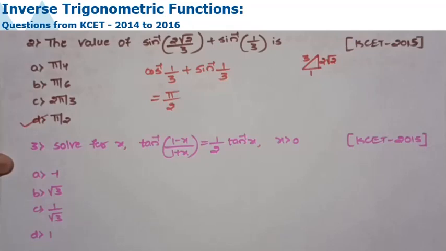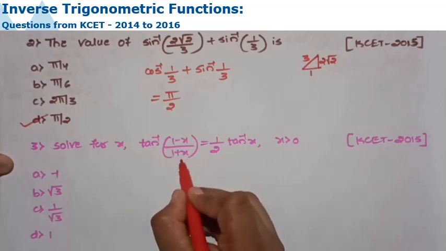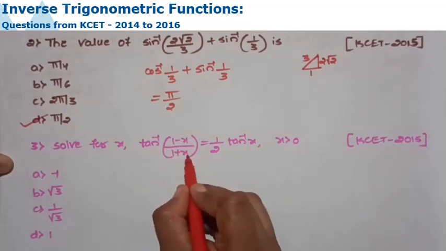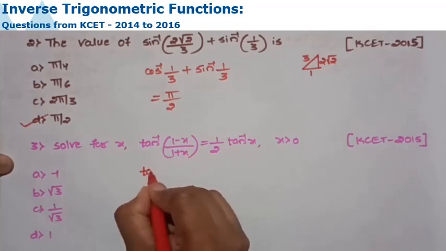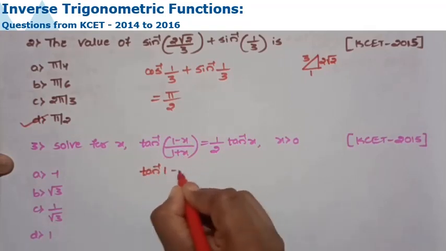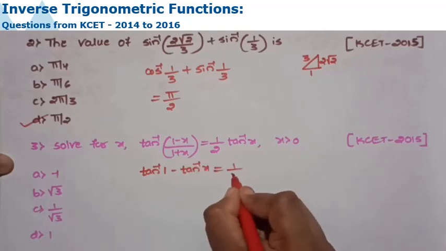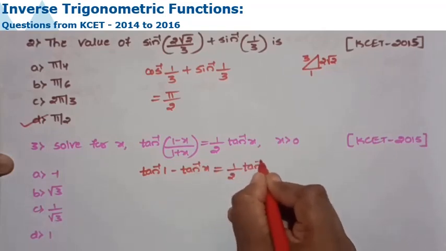Let me take the third question. Solve for x: tan inverse of 1 minus x by 1 plus x is equal to 1 by 2 tan inverse x. Here we need to find the value of x. See, tan inverse of 1 minus x by 1 plus x is of the form tan inverse of x minus y by 1 plus xy. Therefore we can write this as tan inverse 1 minus tan inverse x. So this is equal to 1 by 2 tan inverse x.